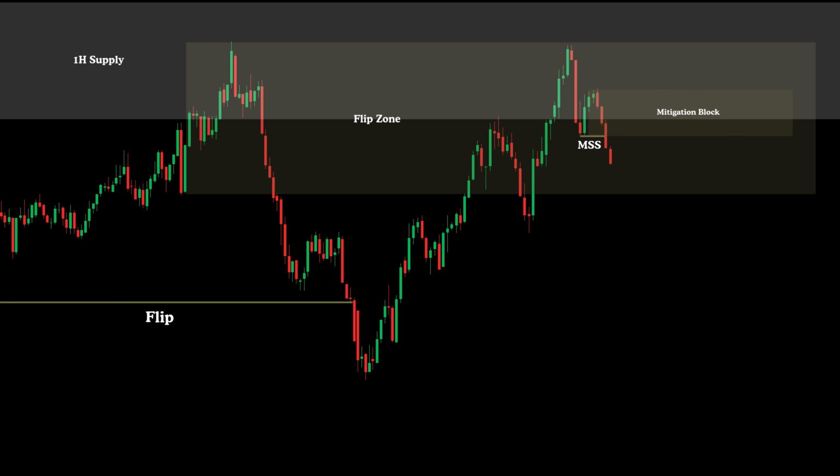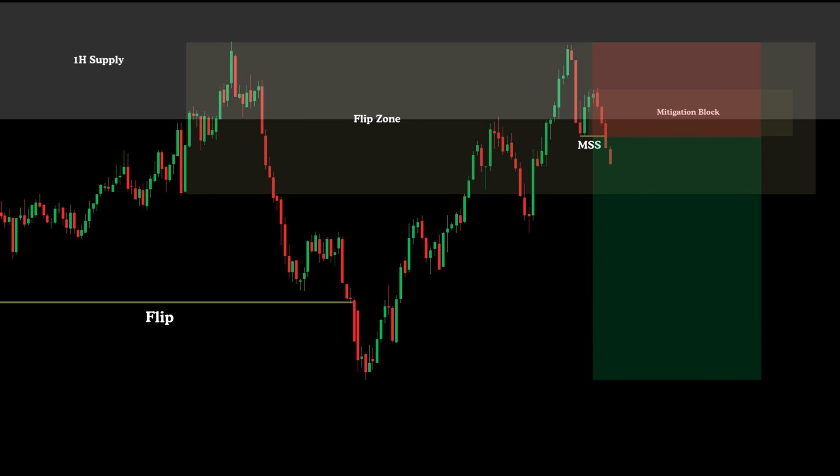With this behavior, we can anticipate that price will return to the mitigation block zone before continuing its move towards sell-side liquidity. Next, I'm setting my entry at the lowest point of the mitigation block with my stop loss just a couple of pips above the upper swing high. For take profit, I'm targeting the sell-side liquidity below this swing low. Now, let's play out the trade and see how it unfolds.